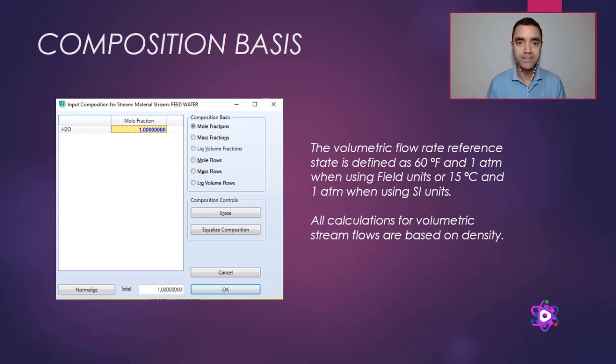So in the composition basis, the definition of pressure and temperature for the calculation is 60 Fahrenheit and 1 atm if you are using the field units, or 60 Celsius degree and 1 atm if you are using the national system of units. With that, Aspen Hysys will get the information of the liquid volume flow and will perform the calculation for the mass flow of the component.